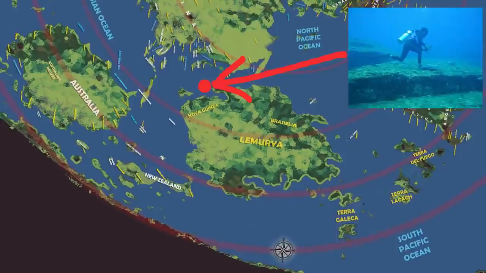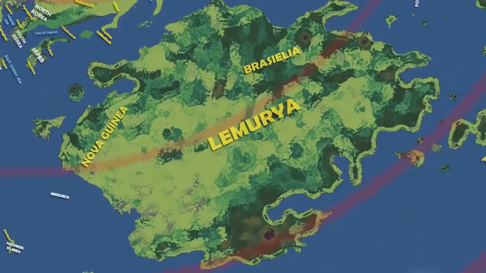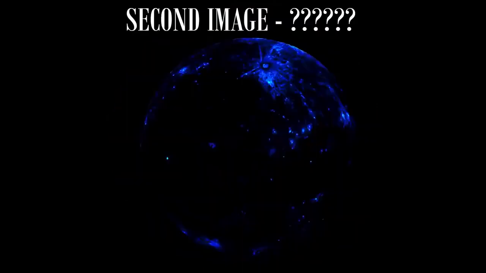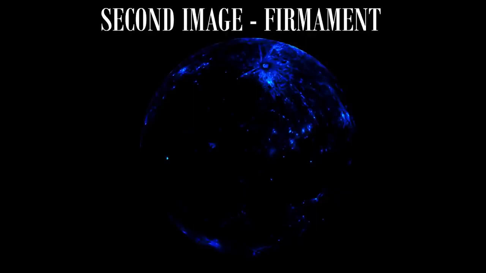The continent sunk years and years ago, and this is very useful because it means that this image is not an active reflection, but a moment captured in time before the continent sunk. The second image we are simultaneously witnessing in our moon is that of the firmament itself. Yes, you heard me right. The moon is the only known official image of our firmament.